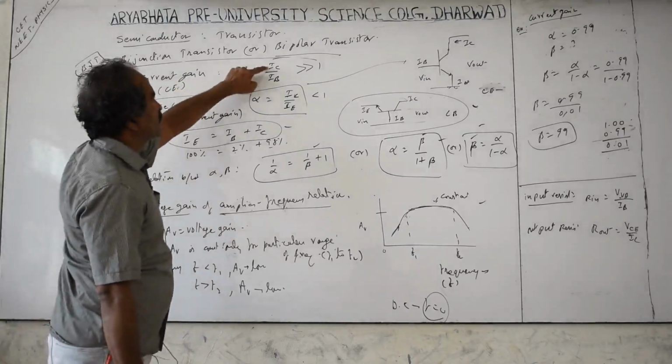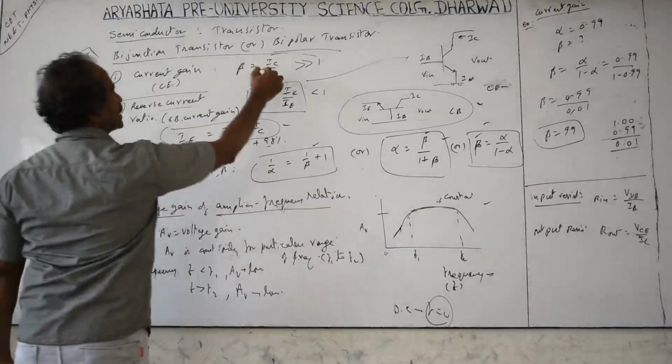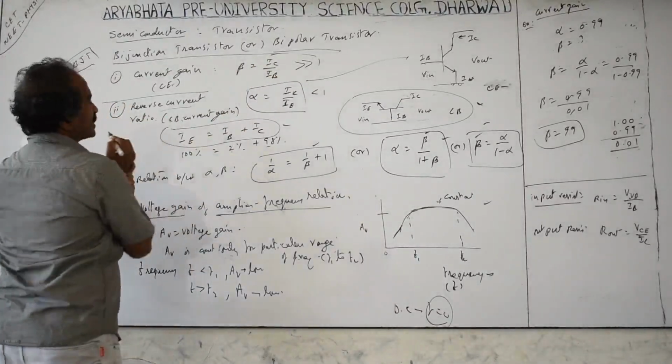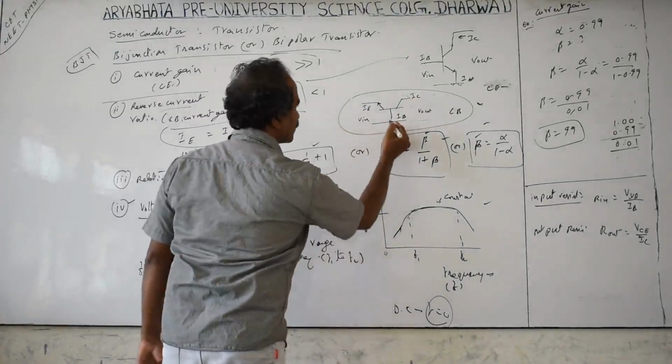Next is current gain. We already discussed the current gain for the common emitter amplifier. Beta equals output current by input current, that is IC by IB. When delta is not mentioned, it means DC current. When delta is used, it means delta IC by delta IB.